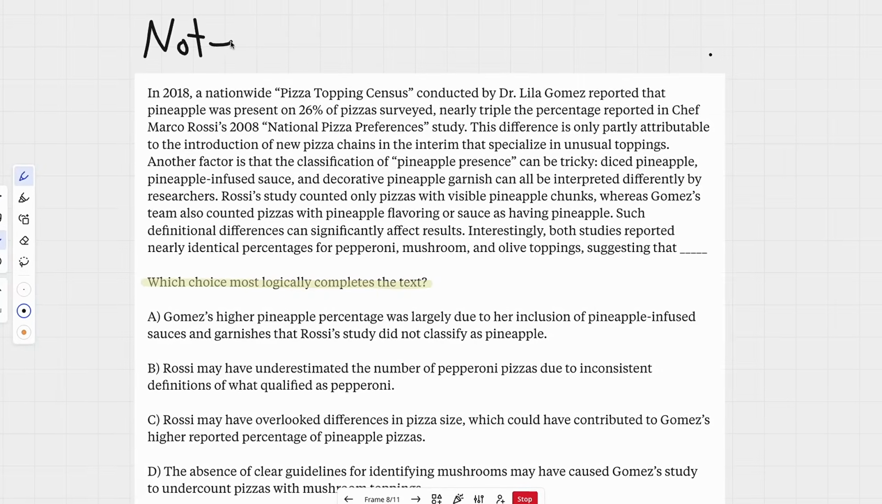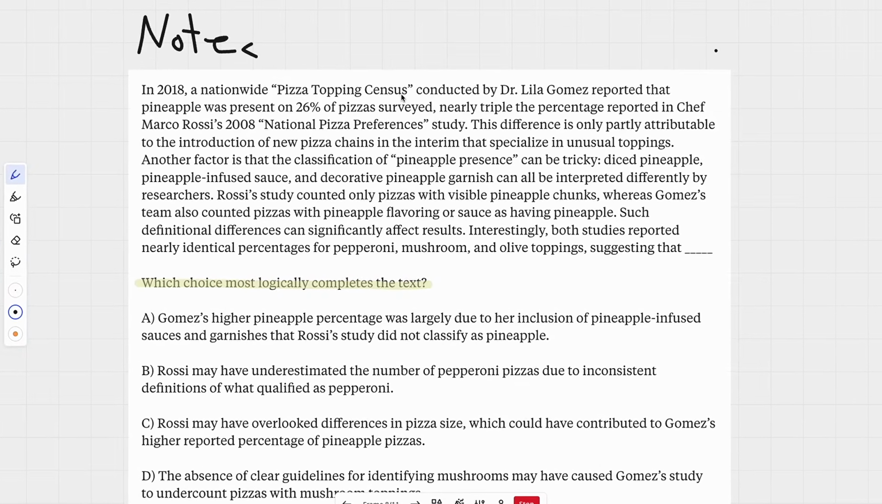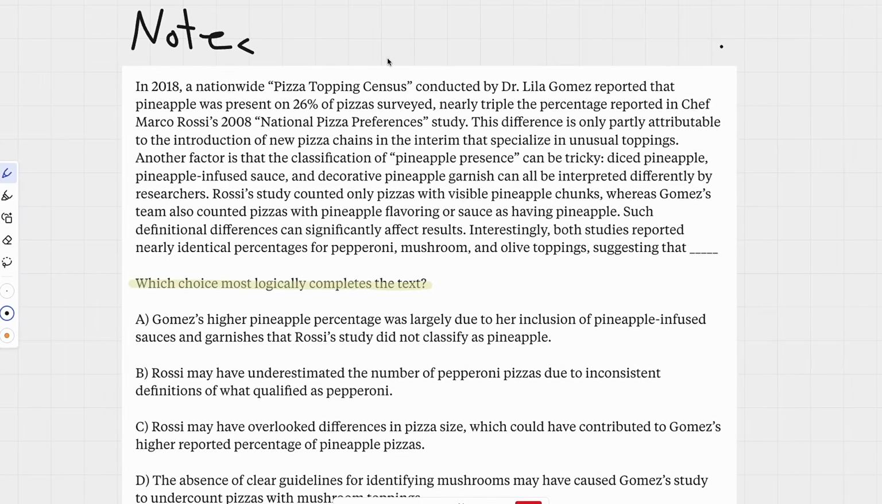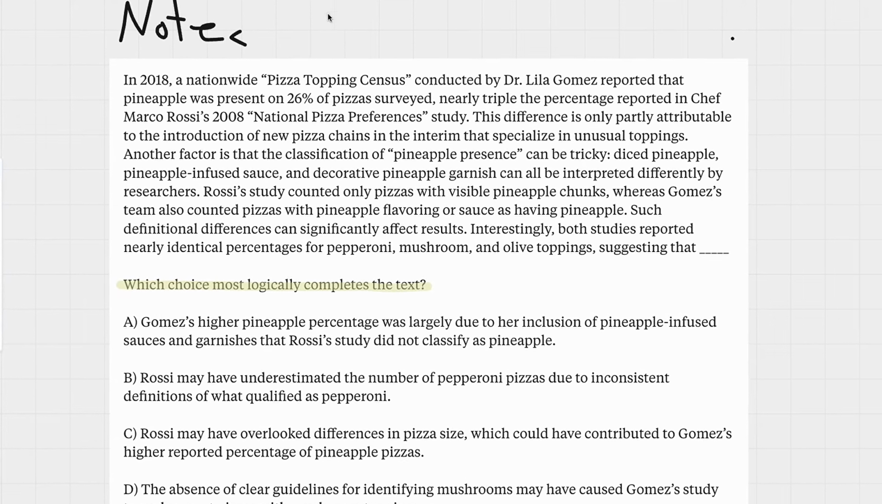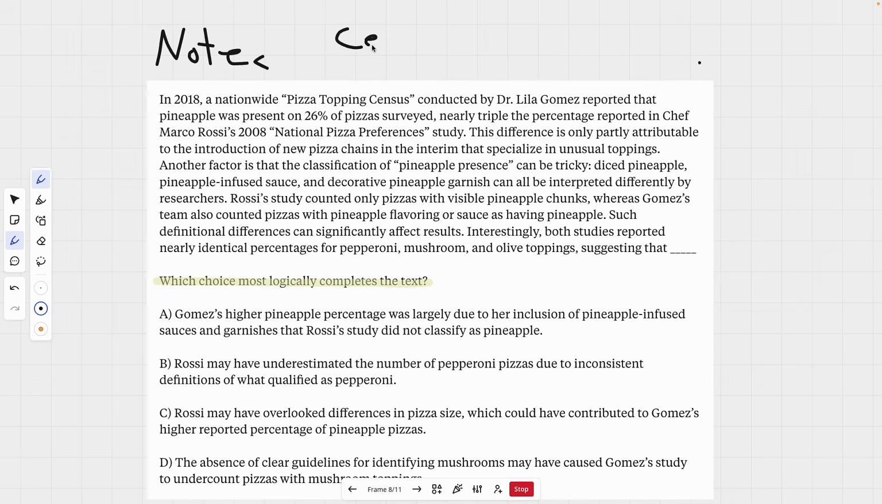So for example, this passage is talking about a pizza topping census conducted by these two researchers, and they found that 26%, nearly triple, were reported by this other one. So you can just basically say, you know, this C, like CEN for census, and it showed that 26% pineapple. So like that's what I would put for there. And maybe I would say that, you know, this one was in 2018, and then you had one in 2008, basically just a third of the amount that was in the 2018 one.